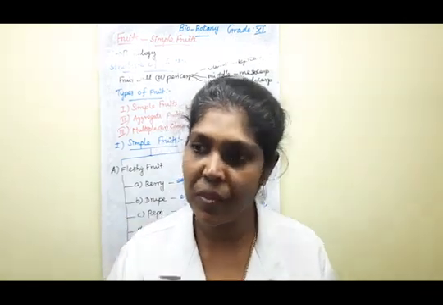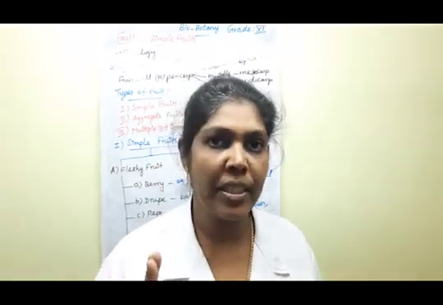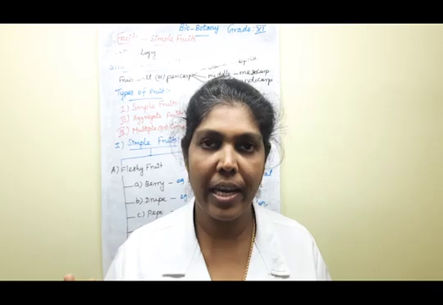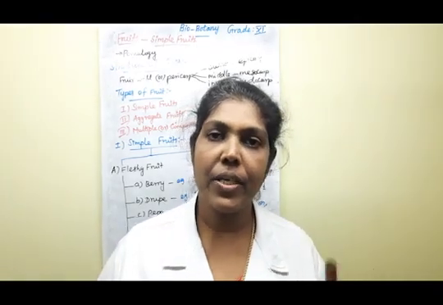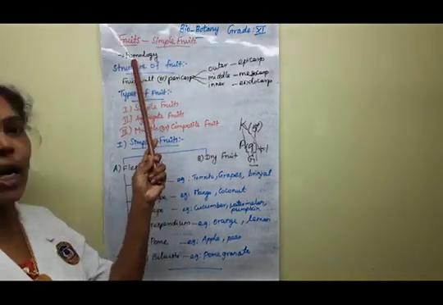What do you mean by fruits, children? The fertilized or ripened part of the ovary is known as fruit. Clear? Yes, good. So here, the next term is pomology.